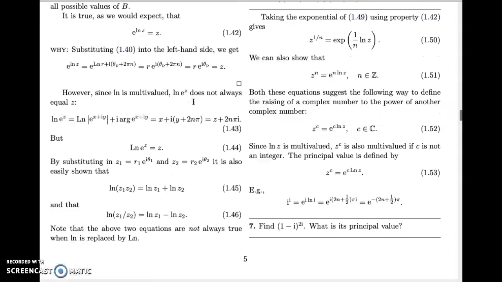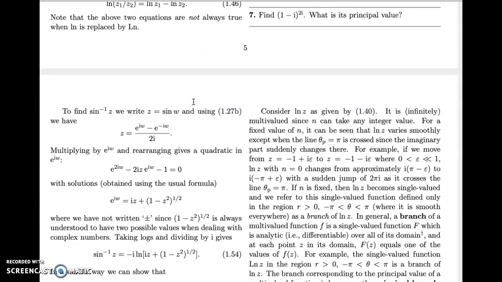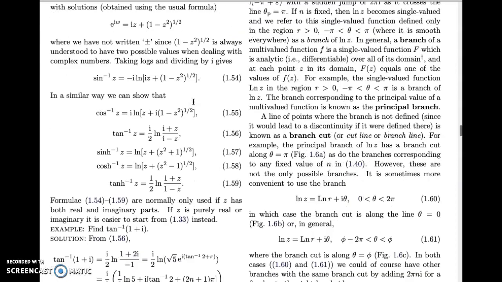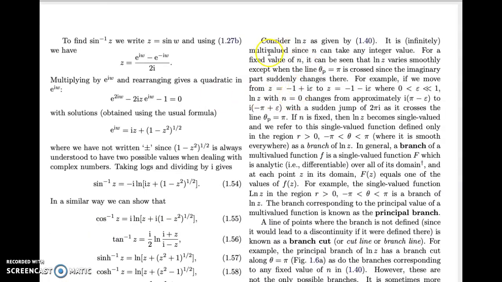This is really easiest to see if we go back to just considering the argument. We're considering log z again. It's infinitely multi-valued since n can take any integer value. But if we consider the values of log z, they're going to vary smoothly, ignoring what happens at z equals 0, except when the principal argument equals pi, in other words, the negative real line is crossed.